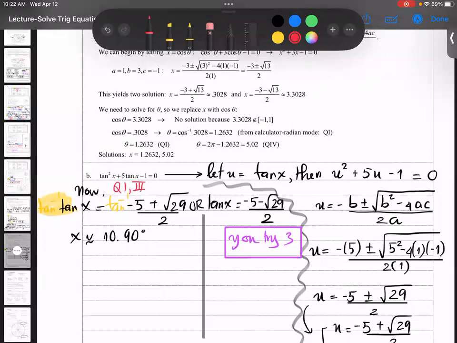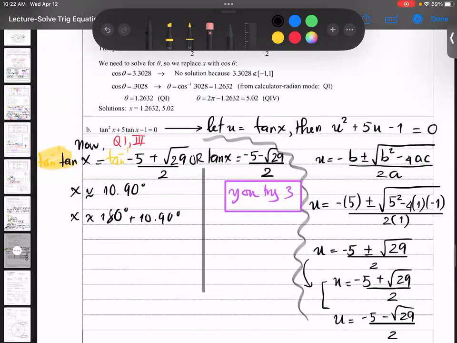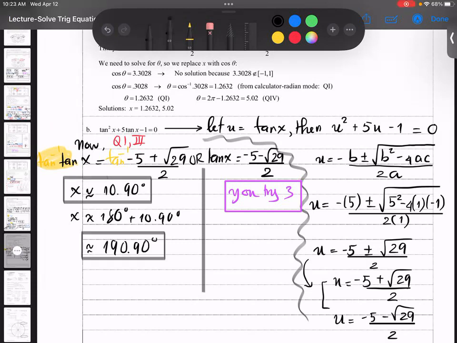And then how do I get quadrant three? It has to be bigger than 180, so what do you do? You add. You take 180 plus 10.90, because you know it's going to be in quadrant three. That's the only way you can find it. So 190.90 degrees. Your one to try is going to be negative, right? So tangent is negative in quadrants 2 and 4, so your answer should be somewhere between 90 and 180, or 270 and 360.